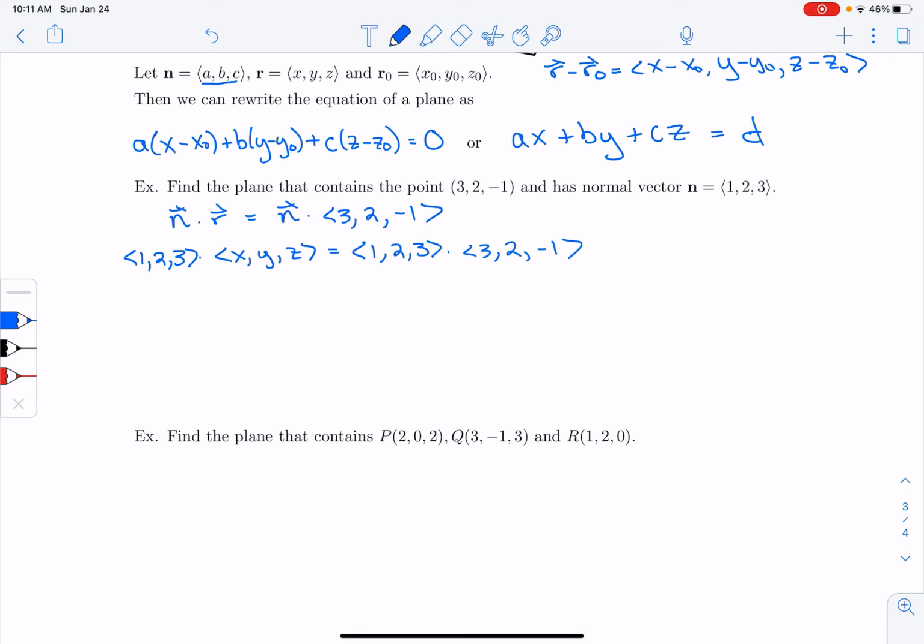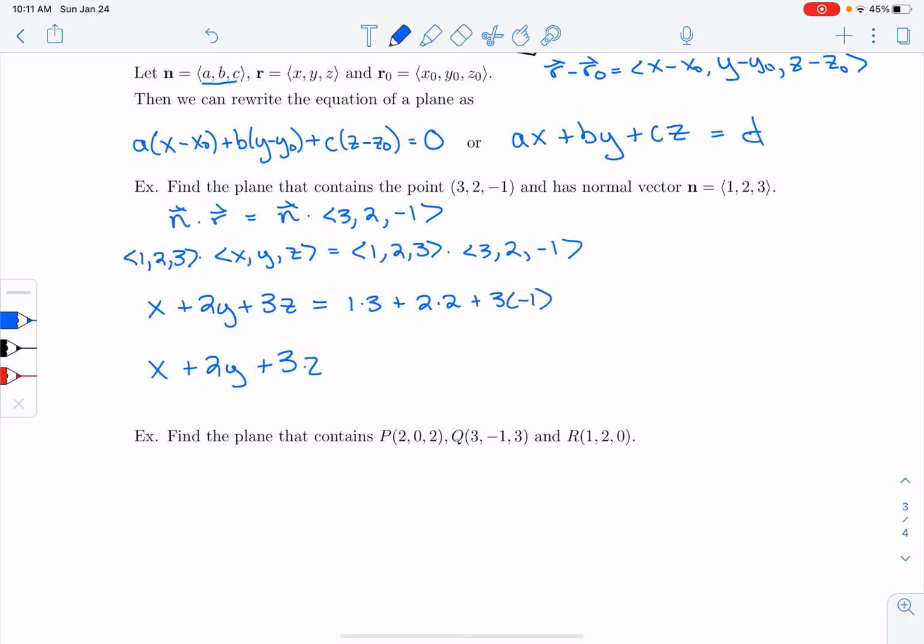And so we will get that x plus 2y plus 3z, taking the dot product of the left side, is going to equal 1 times 3 plus 2 times 2 plus 3 times negative 1. So our plane is actually x plus 2y plus 3z is equal to 3 plus 4 minus 3, or 4.